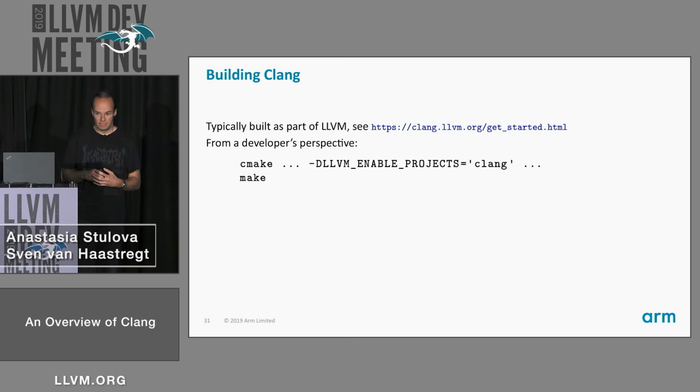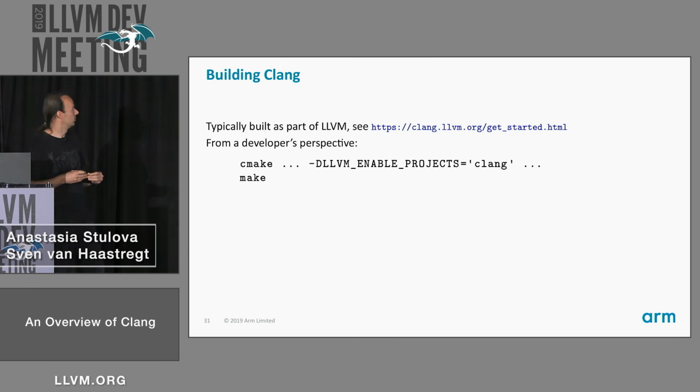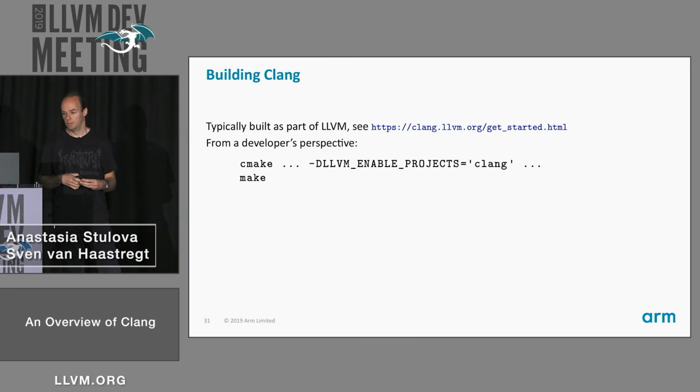How would you get started, basically? You need to be able to build Clang. There's a getting started guide on the internet. Mostly the thing you want to do is pass this special option to CMake, -DLLVM_ENABLE_PROJECTS=clang. That will make sure that Clang will be built when you build LLVM. And then you just run make, and then it will give you a binary after a while, a Clang binary.